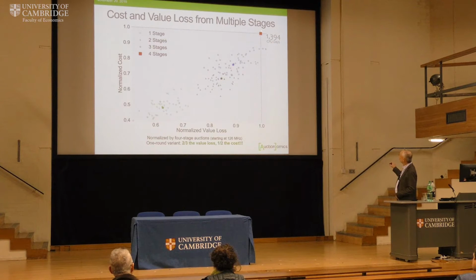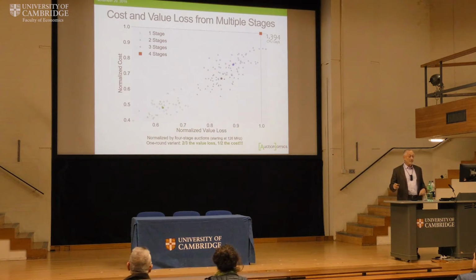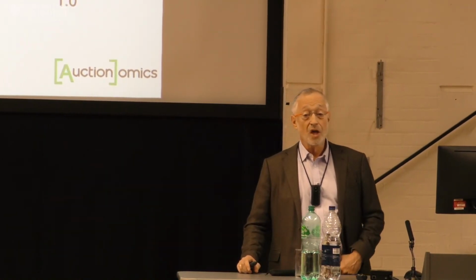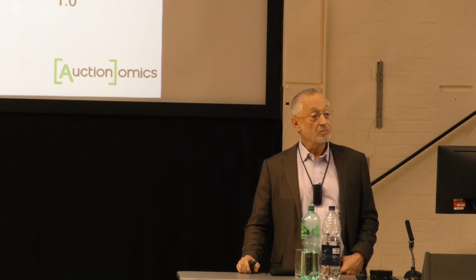What's up here is what the FCC did. It's the actual 4-stage procedure that the FCC ran. Had they guessed in advance how many stages there were going to be, that we were going to clear only 84 megahertz of spectrum, the normalized cost would have been on average about half of the cost that was incurred, and the loss of value from stations taken off the air would have been only about 62% of what it was. So we lost a lot by going through multiple stages.